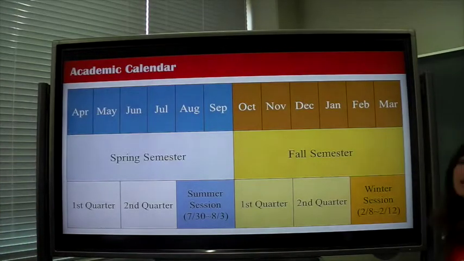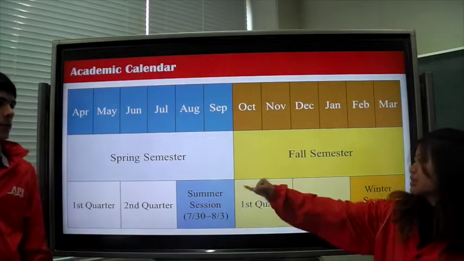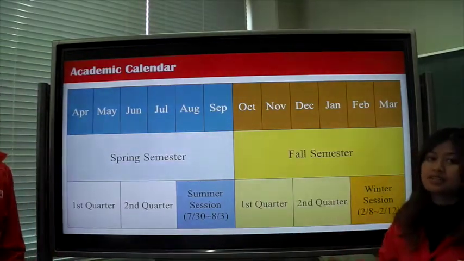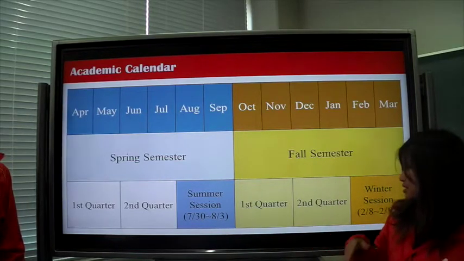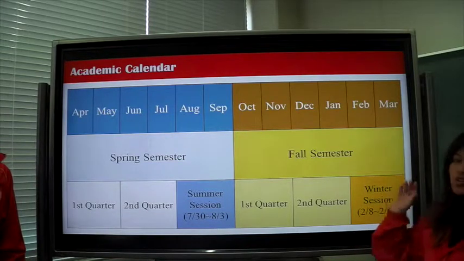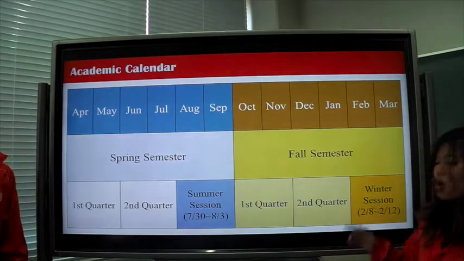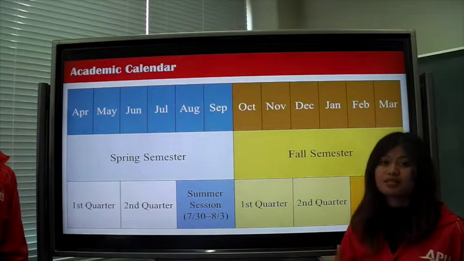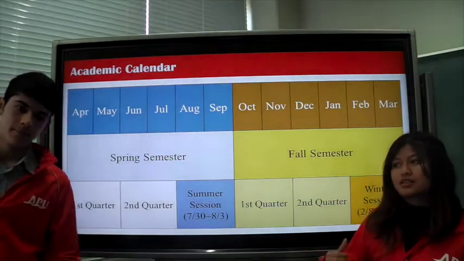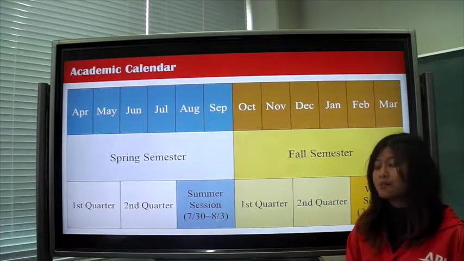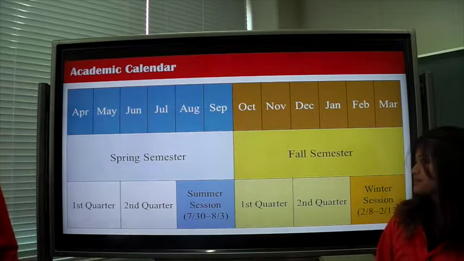Next, in the academic calendar of APU, you will have 2 semesters, spring and fall, and each semester is divided into 3 sections. These 3 sections are first quarter, second quarter, and session classes. Session is like a summer school or even a winter school. Why do we have session? Because if you feel that you didn't get enough credits or didn't take enough classes, you can make up for that by taking these session classes.